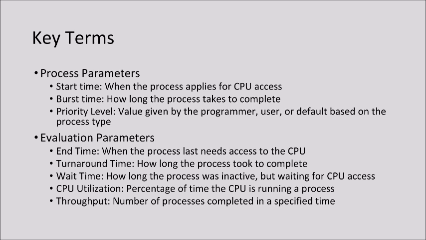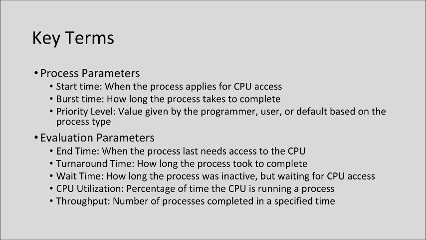So before we dive into each of these different algorithms, I'm going to go over a couple of key terms in regards to CPU scheduling. First, each process has a set of parameters or characteristics that assist the CPU in scheduling each of these processes. The first process parameter is the start time, when the process applies for CPU access. This is used with a CPU scheduler basically to decide when the process is going to start.